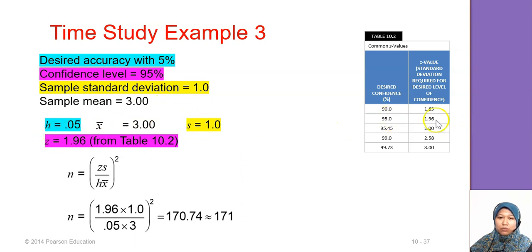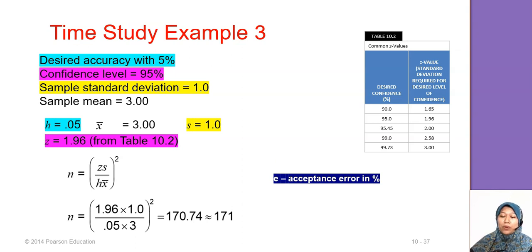For 95% it is 1.96. So when we put all the information here and square it, you get the sample size. The sample size is 170.74. Since this is a sample, you need to round up, always round up. So you need 171 samples for the observation.